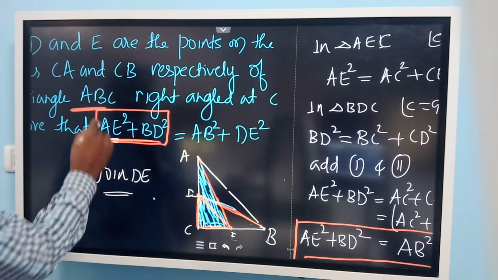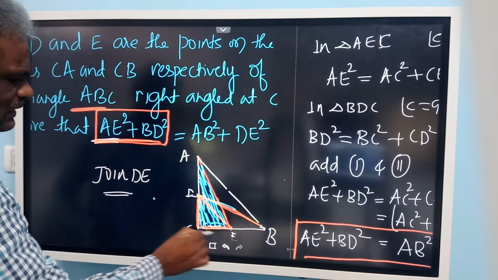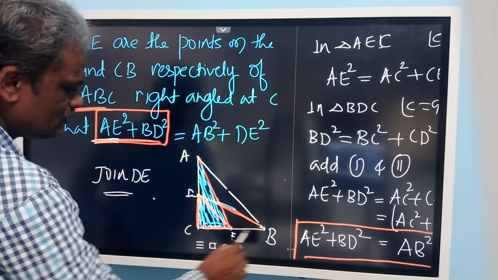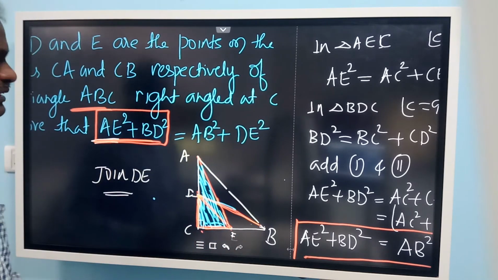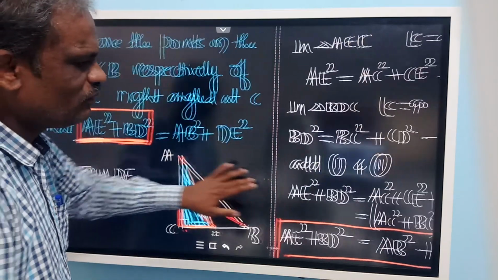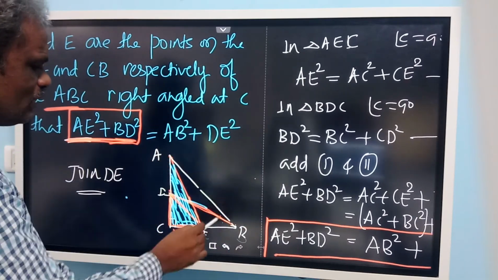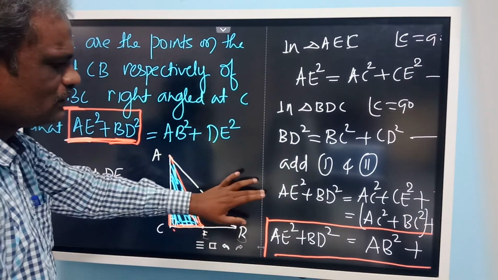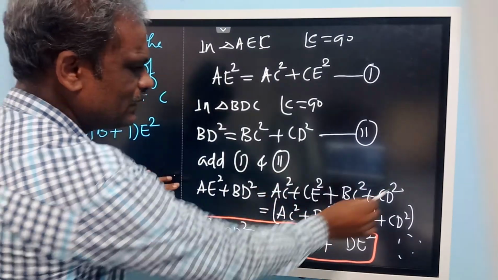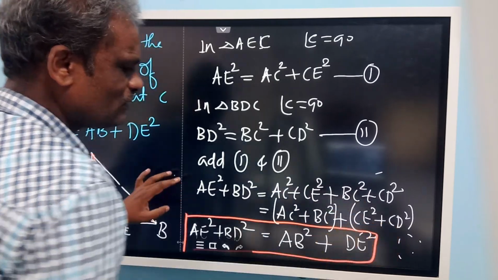Very simple. First you find the right triangle which contains AE. This is the right angle triangle. Then you find the triangle which contains BD. This is also a right angle triangle. Apply Pythagoras theorem. Add AE square and BD square, so you will get 4 terms. On the right hand side, AB square you get by adding AC square plus BC square. After this, we are left with CE square and CD square, which you write together.